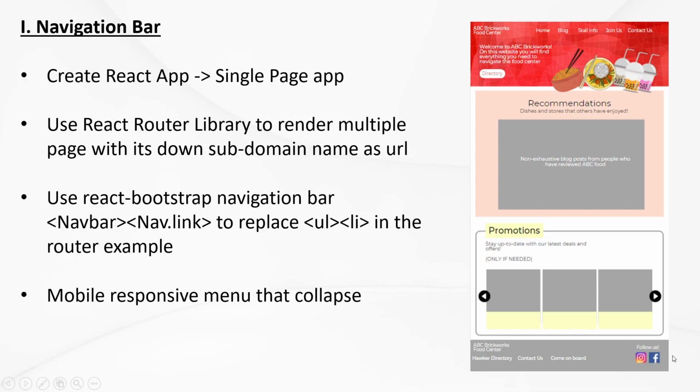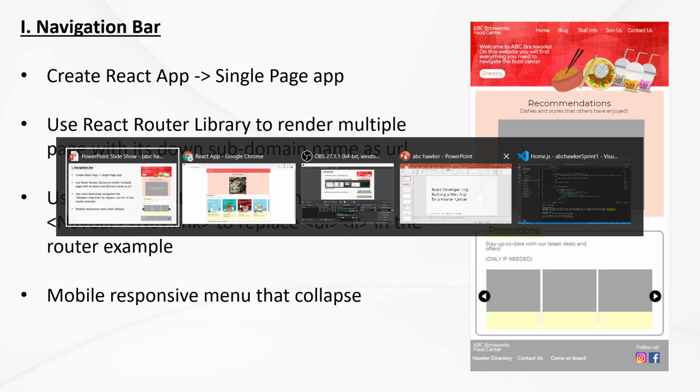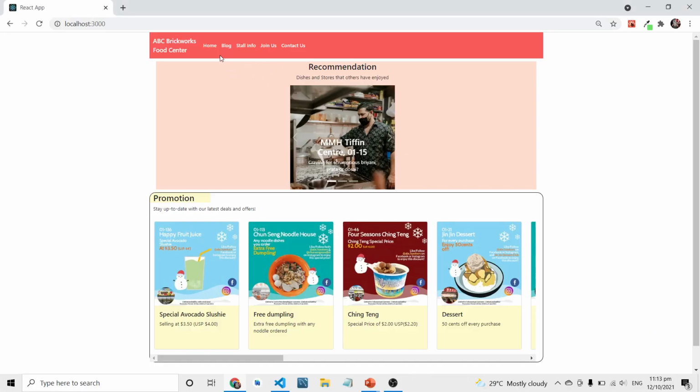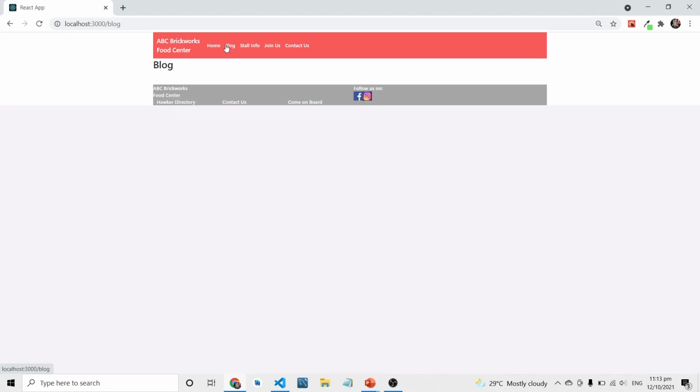For React app, when you use the npx function of create React app, what you realize is the web app that you create is actually single page. But then in my wireframe, what I realized is that I am required to build a multi-page app. So to do so, I need to use React Router library so that I could render multiple pages and with its own subdomain name as URL. Let me show you the actual site. Then you will know what does it mean by subdomain name as URL.